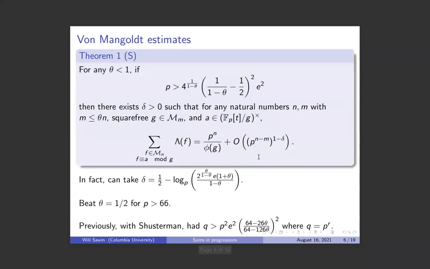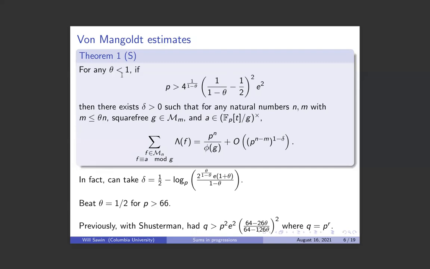And now let me give a statement. The way you want to read this statement is you want to look at the last line first. So we're going to be summing over monic polynomials f congruent to a mod g, Lambda of f, the von Mangoldt function of f, exactly what we were doing before. And we're going to prove an estimate, which is like what we had before. We have this main term, p to the n over phi of g. And then we have the error term. The main term is of size p to the n minus m. So we'd like the error term to be smaller than the main term. And in fact, it's going to be smaller by a power saving. We'll write it as O of p to the n minus m, to the 1 minus delta.